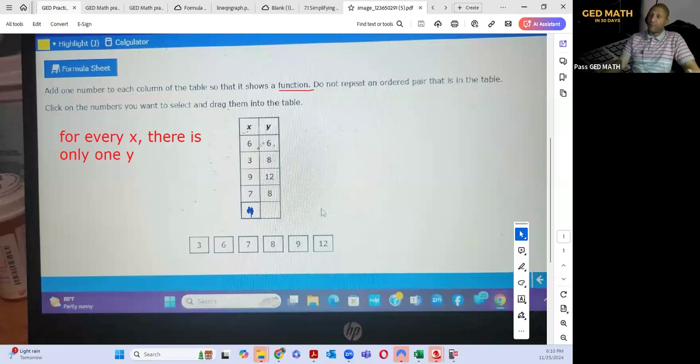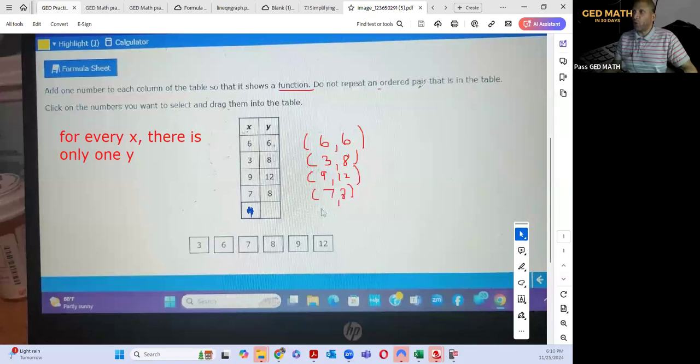So we have several different pairs here. 1, 2, 3, 4. We already have 4 ordered pairs. So even though this is a table, this is the same as 6 comma 6. This is the same as 3 comma 8. This is the same as 9 comma 12. This is the same as 7 comma 8. When you see ordered pairs, people get a little confused because an ordered pair usually looks like that. But it's the same information shown in a different way.